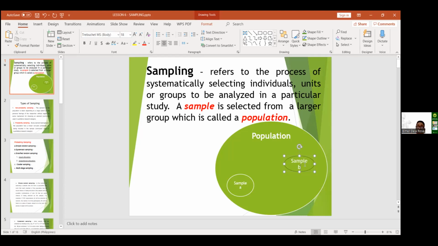So sa non-probability at qualitative, mayroon ding iba-ibang rules na sinusunod. Like case study, ilan dapat. Pagka-focus group, ilan dapat. Pero yon hindi masyadong stricto kasi mathematically ay hindi nga siya probability sampling, di ba? Wala nga siyang, hindi known yung chance na makuha ang isang participant. It's subjective.